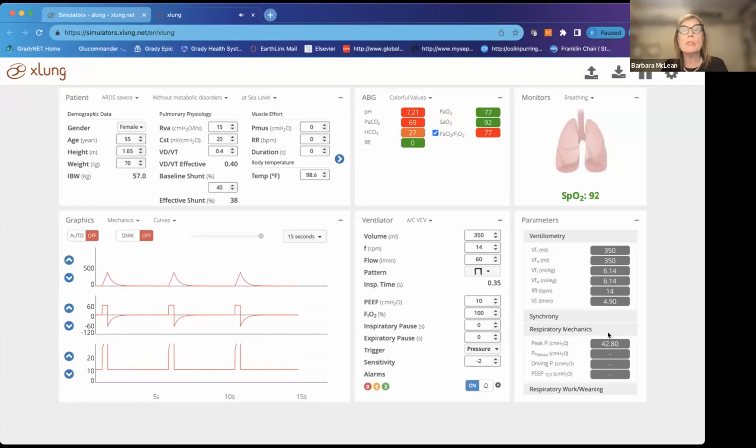So next week in simulation, we're going to talk about why we choose volume control versus pressure control. And we'll use the simulator again to help us actually visualize those changes as we are communicating about our patients. I want to say thank you for being wonderful and interested in improving your knowledge and your care for patients at the bedside.